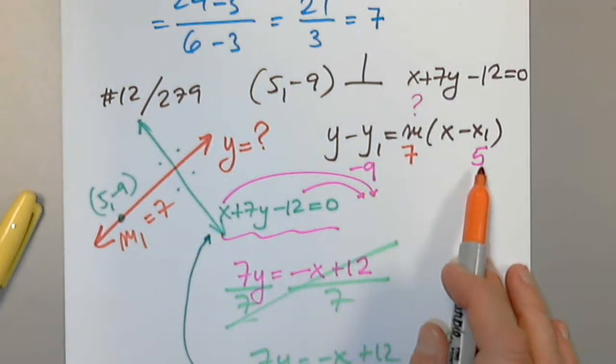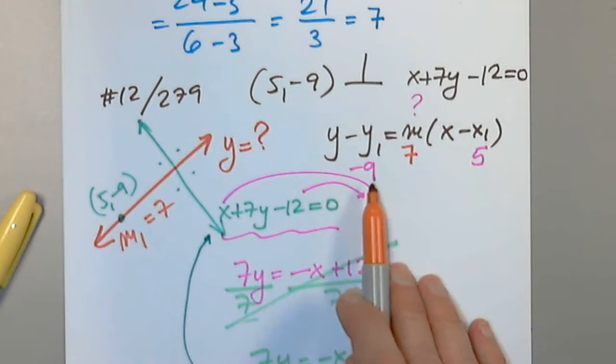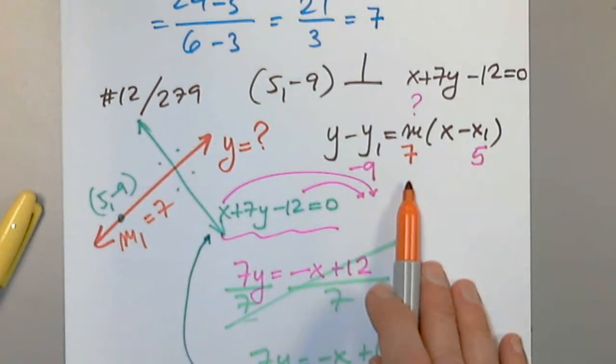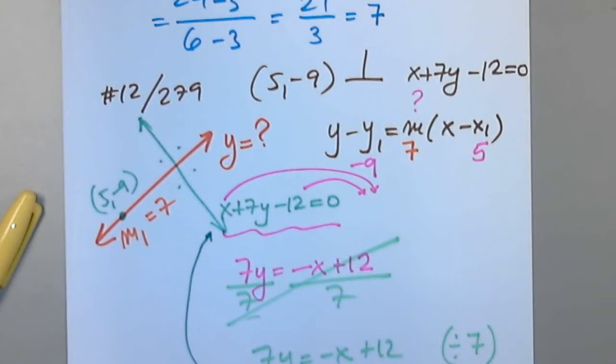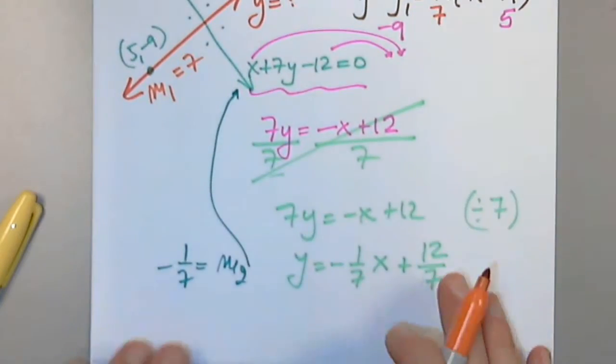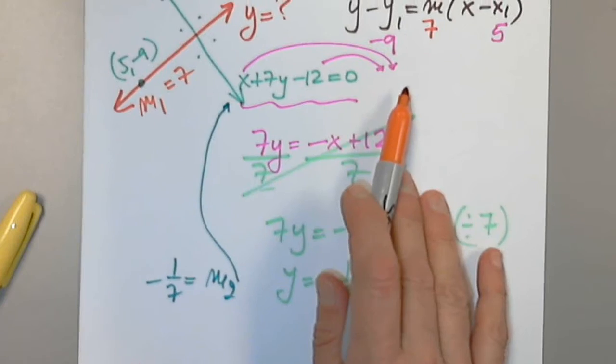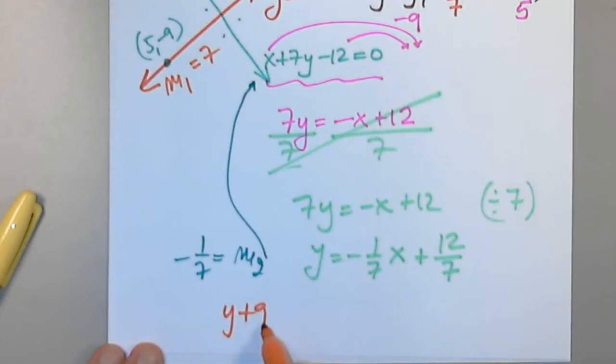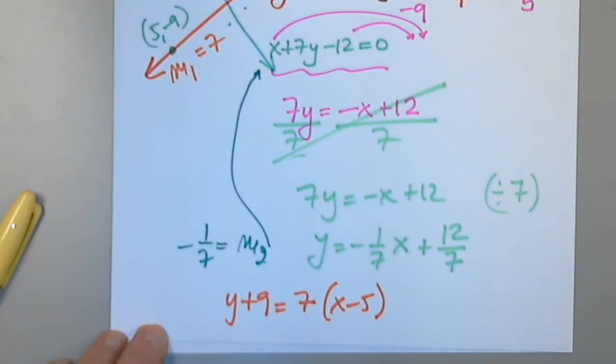I have the point, 5, -9. I have the slope, which is 7. All I have to do is just plug them in. So y minus -9 is y plus 9, equals 7 times x minus 5. Yes, it's very nice. No fractions. I didn't mean to choose a problem with no fractions, because I want you to see fractions too. But yes, I have to solve for y.